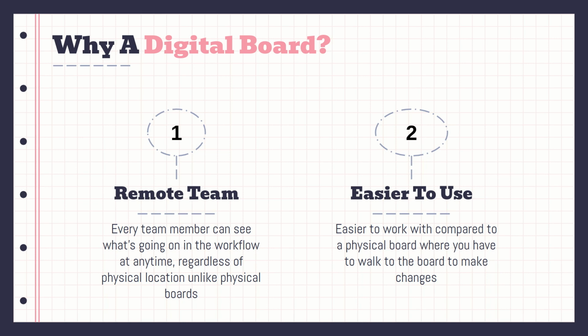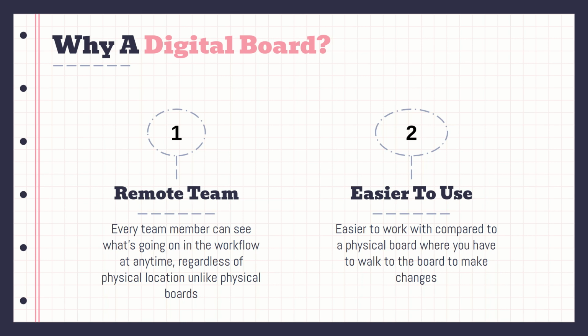It's easier to work with a Kanban board than having to use a physical board, right? I don't think a physical board is actually good. It's easier to work with compared to physical boards where you have to walk around just to move a card from one point to another. With a digital board, you can just sit right at your desk and do everything right there. So that's basically one of the advantages of a digital board.